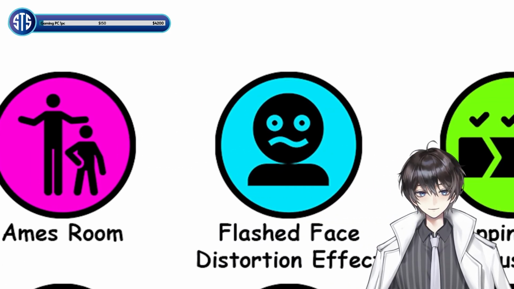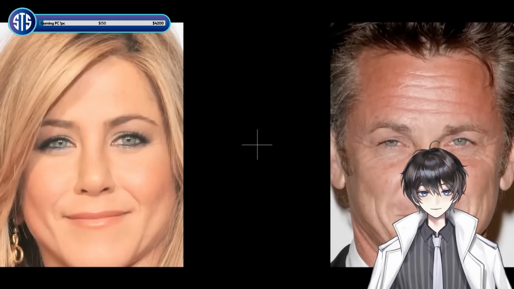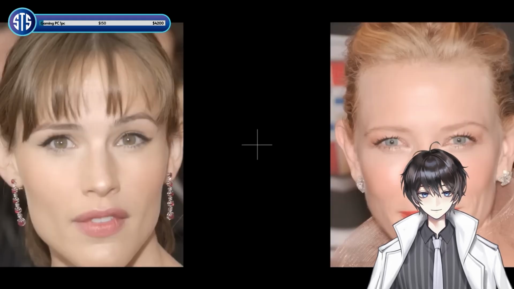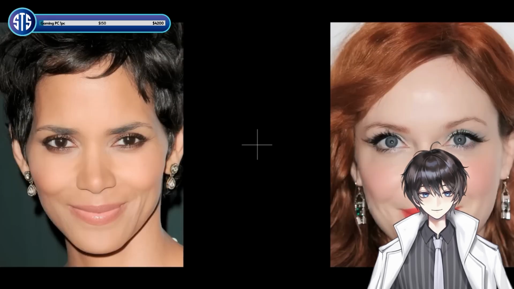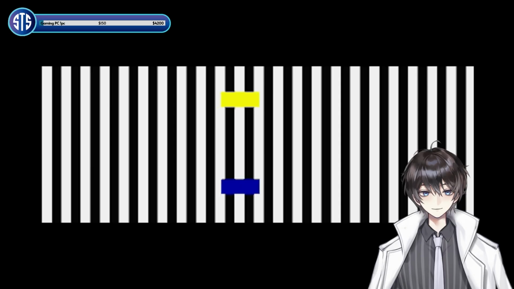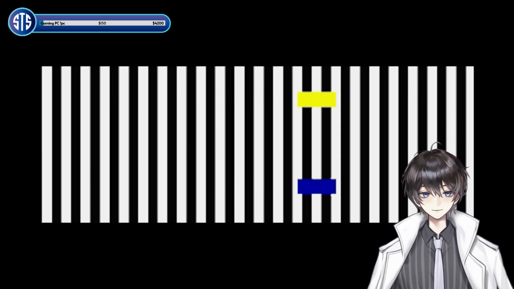Flashed face distortion effect. When you stare at the center of this cross, the faces on the sides start to appear deformed and grotesque. This phenomenon was discovered by chance, and there's not yet enough research to understand why this happens.